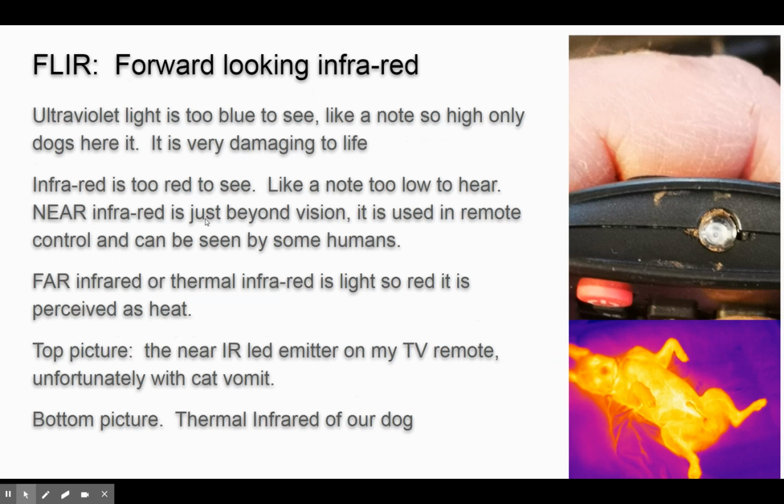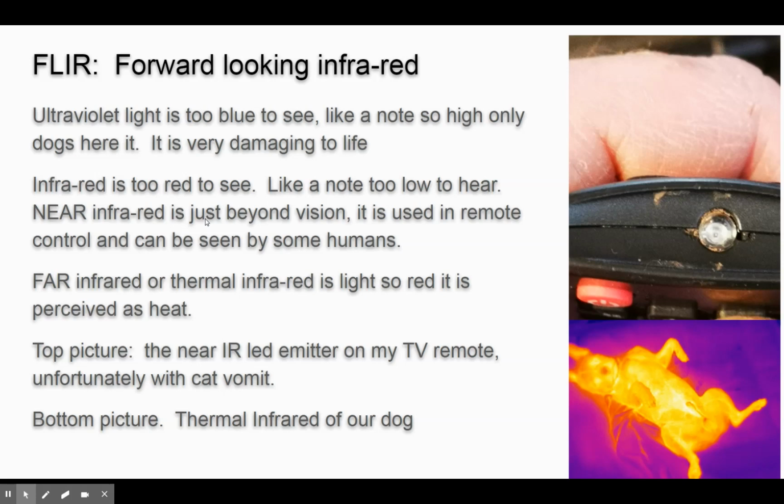Now, going beyond the mathematics, what can we do with this waste heat? Well, there's a thing called FLIR, forward-looking infrared. Ultraviolet light is too blue to see, like a note so high on the piano scale only dogs hear it. It is very damaging to life, you may have heard. Infrared, or infrared, some people pronounce it, is too red to see. Like a note too low to hear, near infrared is just beyond vision.